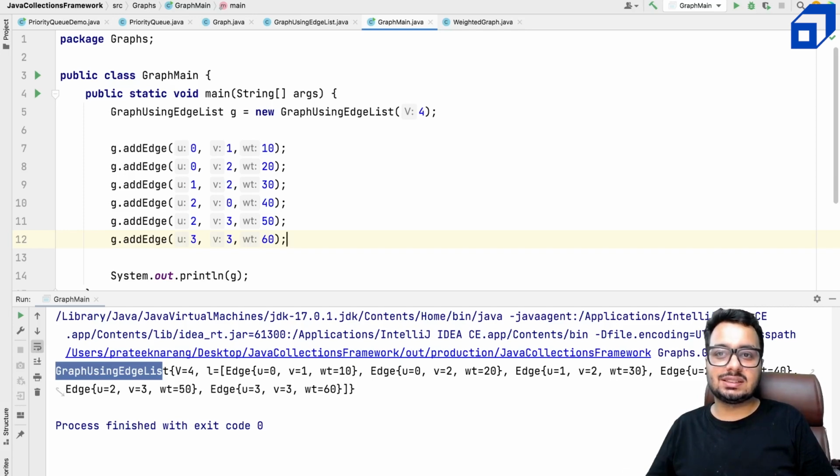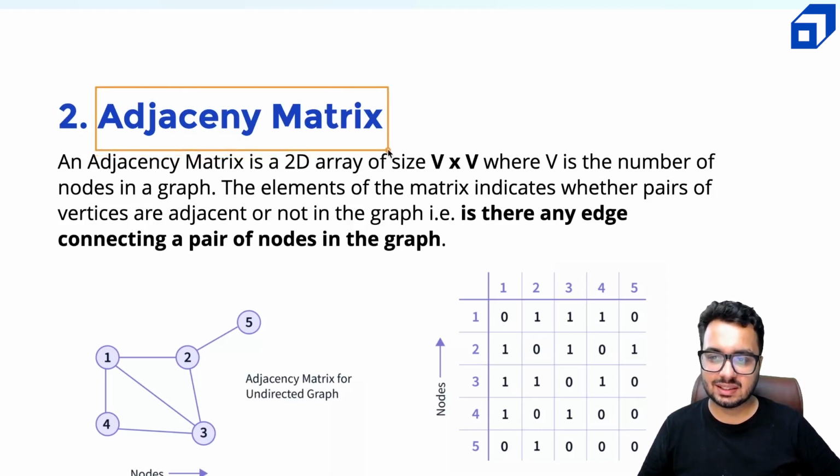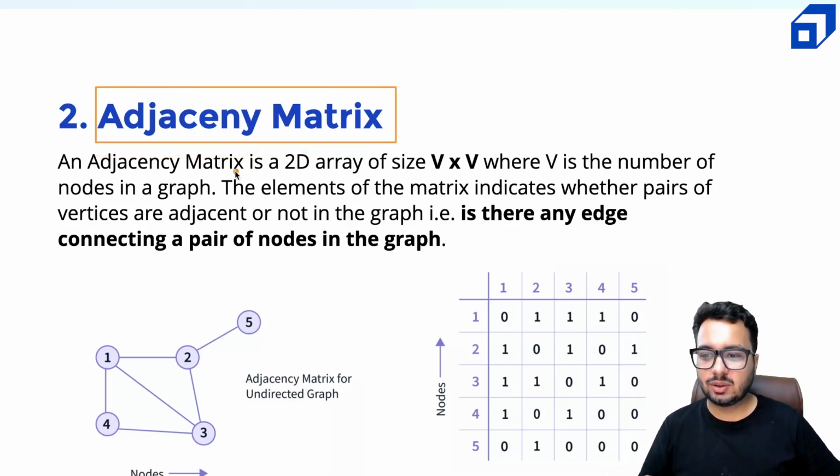Next, we will discuss another implementation. The next representation of a graph is called an adjacency matrix. So what is this? It is a 2D matrix of the size v cross v, where v is the number of vertices of the graph. The element of the matrix indicates whether pairs of vertices are adjacent or not.